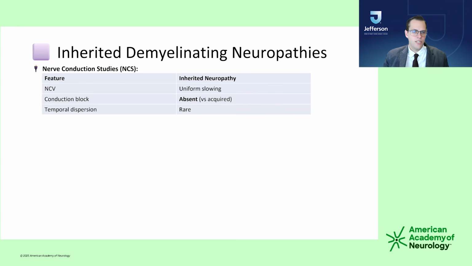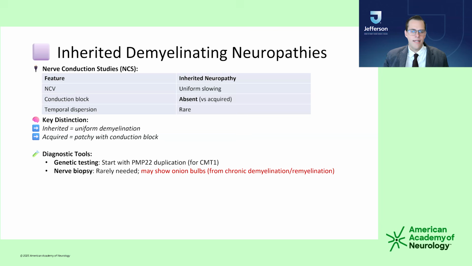Again, here I've mentioned the nerve conduction studies. What you'll see for inherited demyelinating neuropathies is uniform slowing, conduction block is usually absent, and temporal dispersion is rare. So again, a key distinction, this will help you on your board exams: inherited is uniform demyelination, and acquired is patchy with conduction block. Diagnostic tools: you'll use genetic testing, and rarely needed, you can sometimes use nerve biopsy, which may show onion bulbs from chronic demyelination and remyelination.